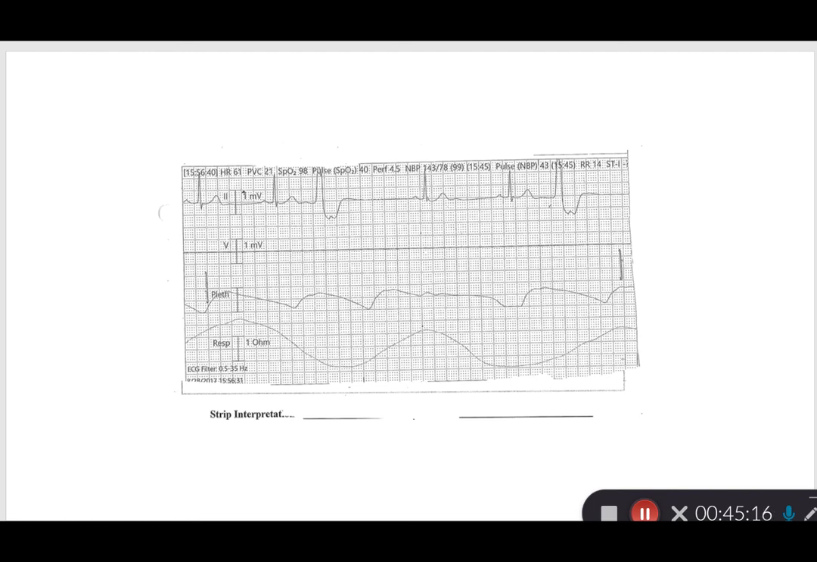All right, we're going to go ahead and pause this, and then on the second portion, we'll cover our ventricular through our heart blocks.